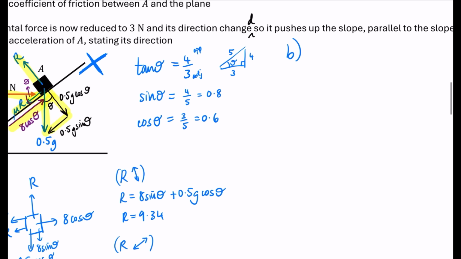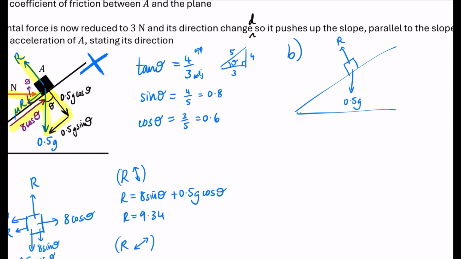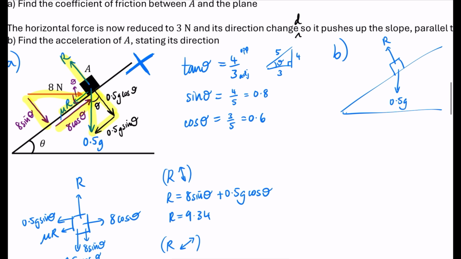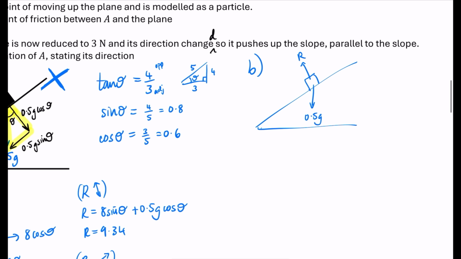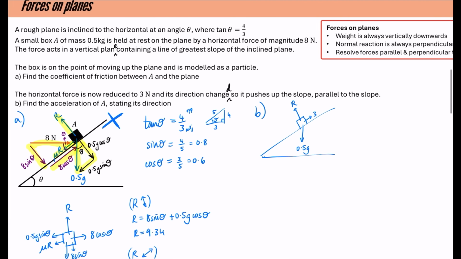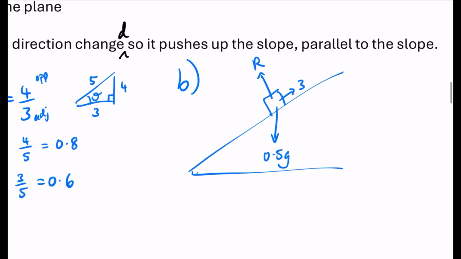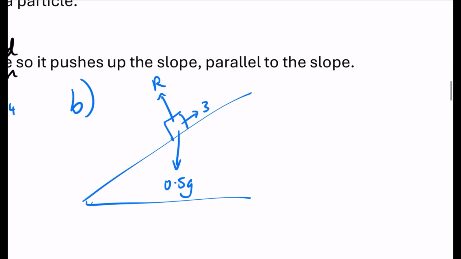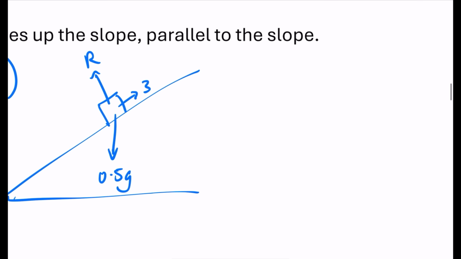Okay, so let's do a quick redraw of the diagram, and we'll keep the forces that we think are the same as before. So we have the 0.5 G. We're still going to have a normal reaction, and we're going to have this force that we've got. It's not 8 newtons anymore. It's now going to be 3 newtons, and it is pushing up the slope parallel to the slope. So there is going to be a 3 newtons like this. Now we need to decide about its acceleration and which direction it is going to go in. So I'm going to start drawing the diagram, and then we'll think about where the friction is going to go.